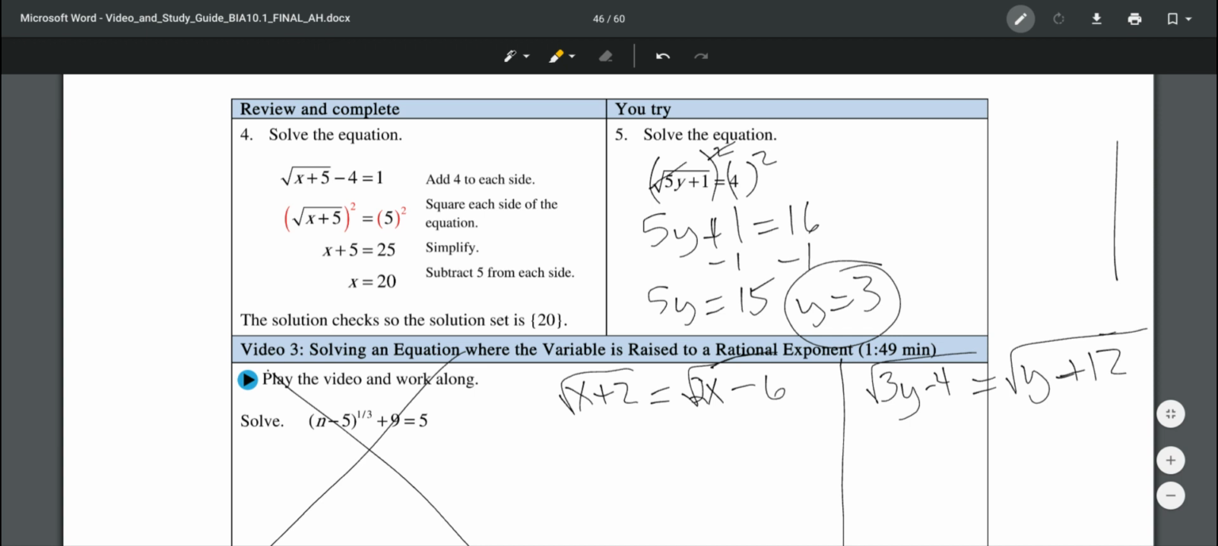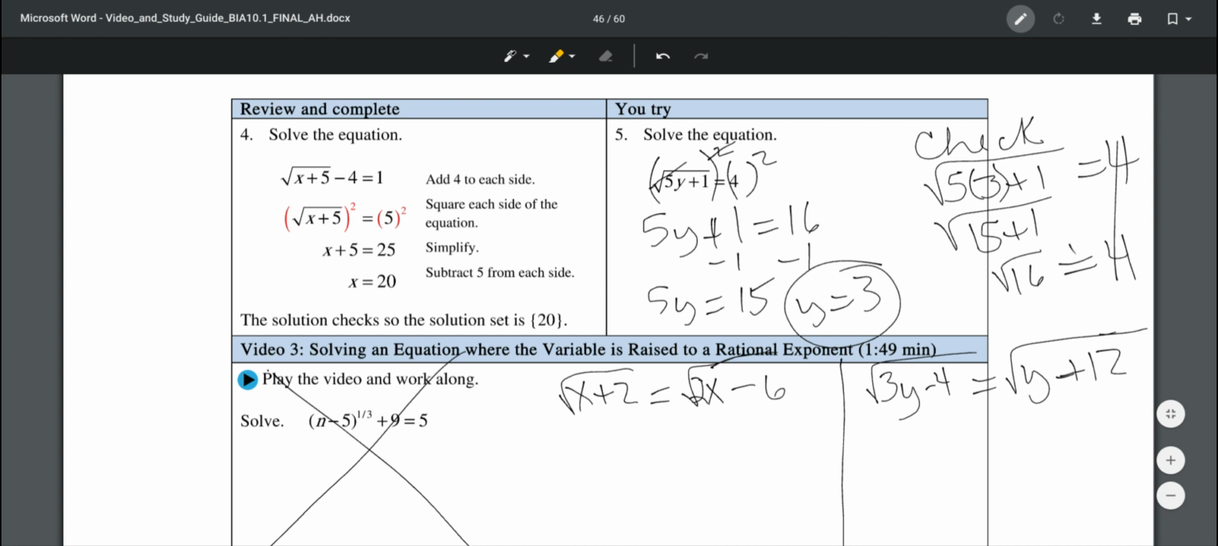Hopefully that is my answer. So when I check my answer, I get the square root of 5 times 3 plus 1 should equal 4. 5 times 3 is 15. 15 plus 1 is the square root of 16, and the square root of 16 does equal 4. So y equals 3 is my answer.